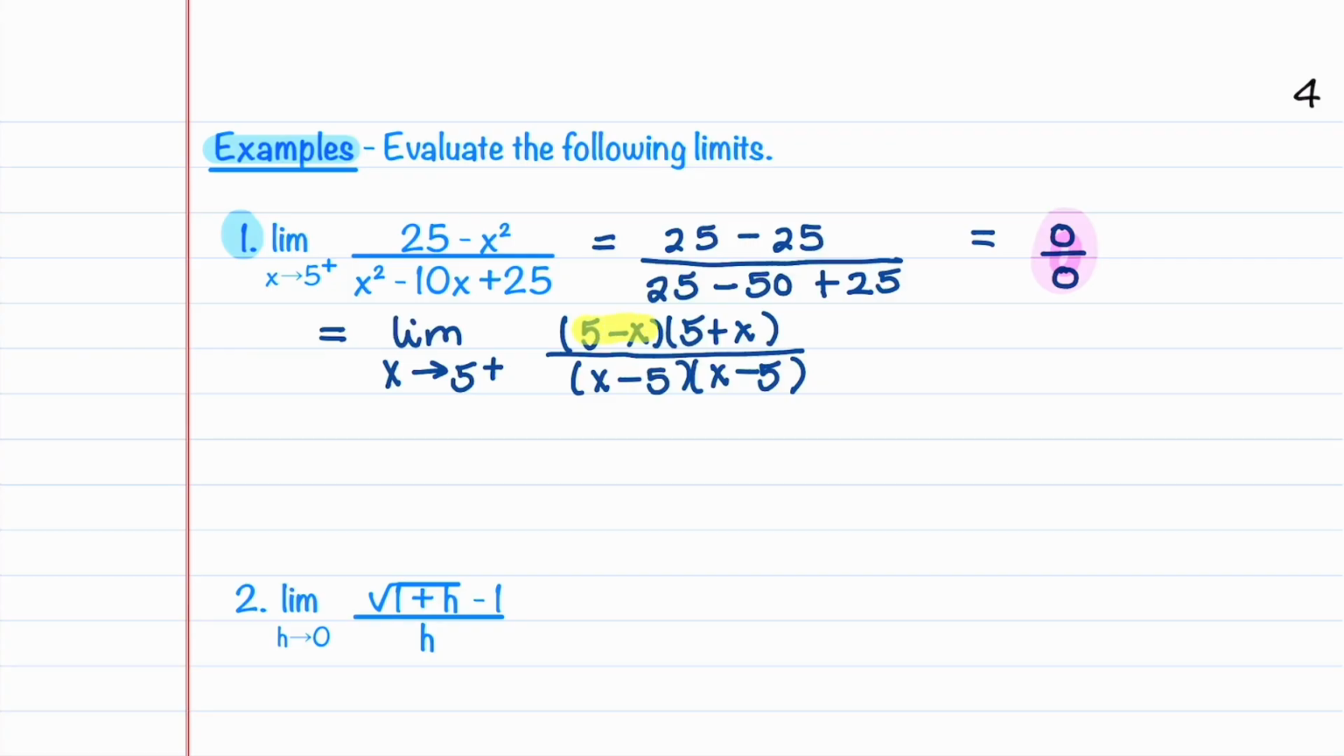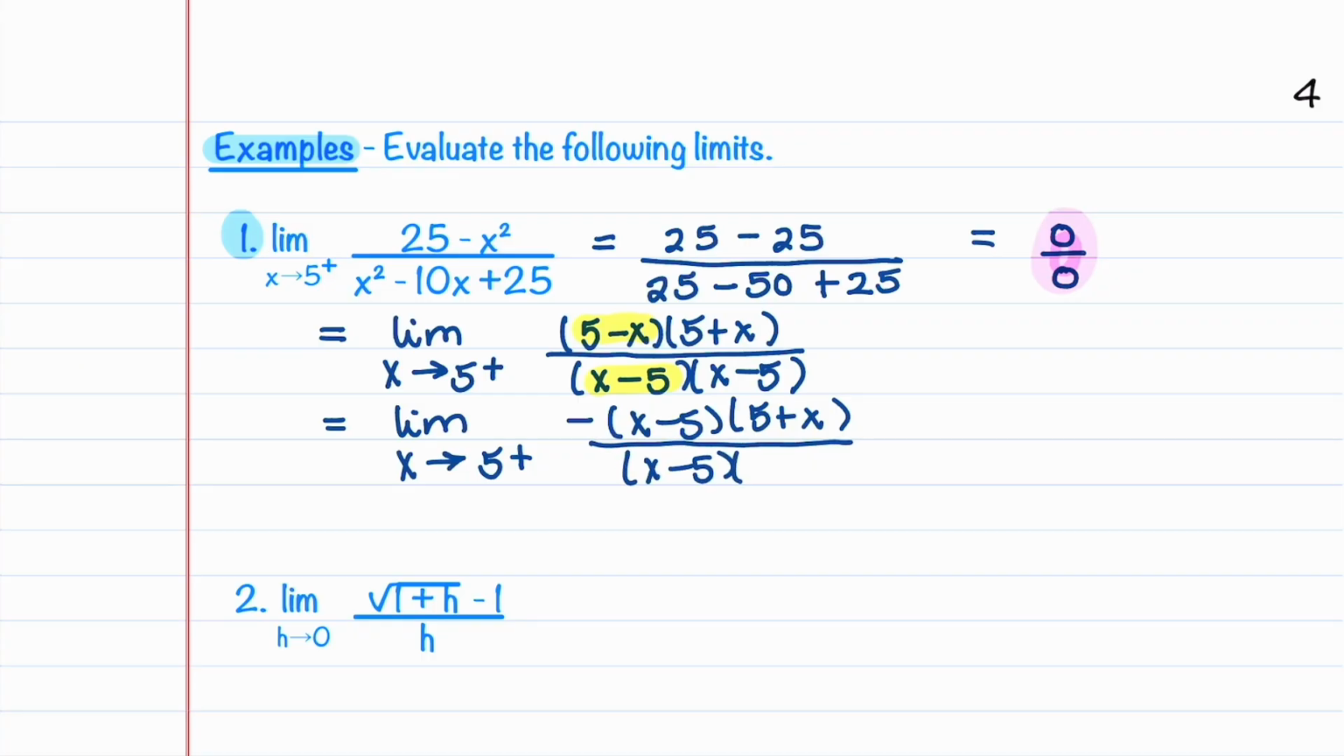Let's focus on this term and this term. Those terms are almost the same, they are just different by a negative. So what we can do is rewrite the term on the top and take a negative out. Let's write this as the limit as x approaches 5 from the right of minus x minus 5, and then we have a 5 plus x, and then our denominator is the same, x minus 5 and x minus 5. Now let's focus again on these two terms.